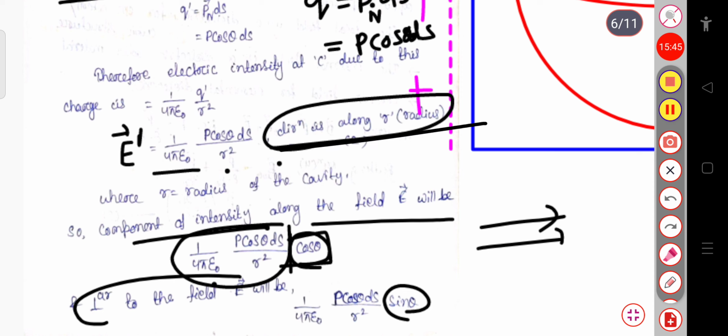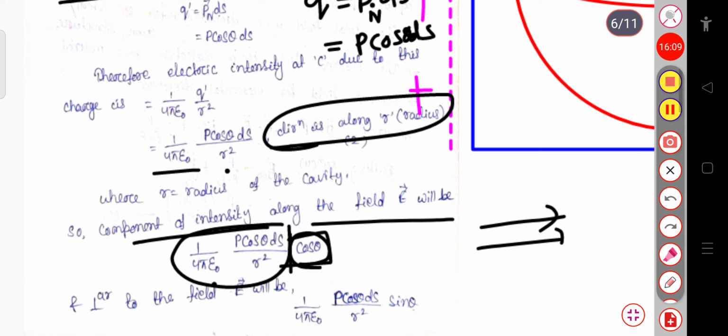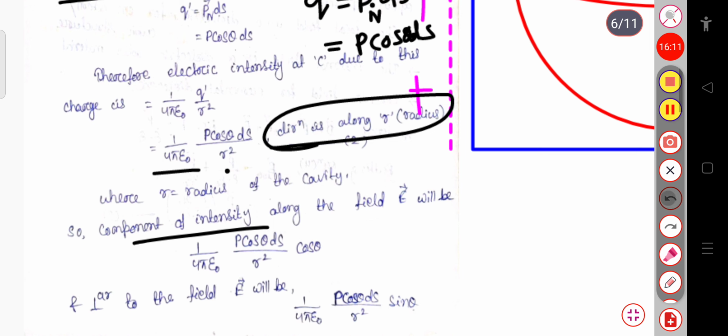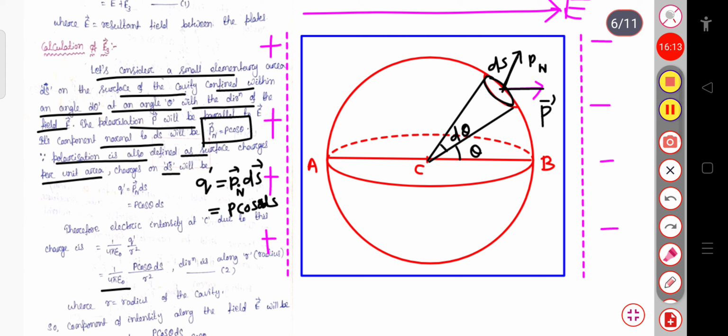But now if I consider the electric intensity component along the field direction, then simply for the parallel component I will multiply cos theta, and for the perpendicular component I will multiply with sin theta, that is your E prime sin theta, and this E prime is nothing but your 1 by 4 pi epsilon naught P cos theta ds divided by r square. Okay. Now we will calculate the value of ds.